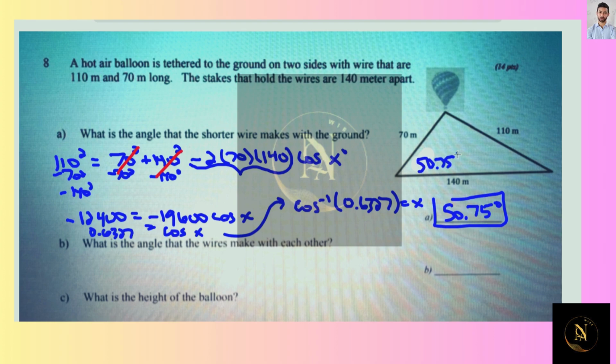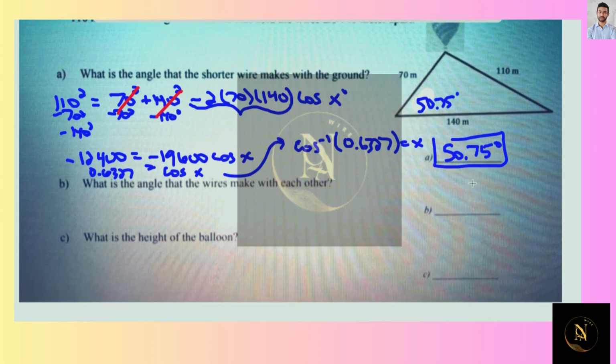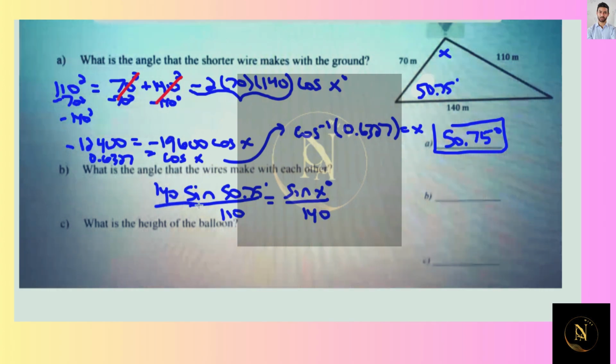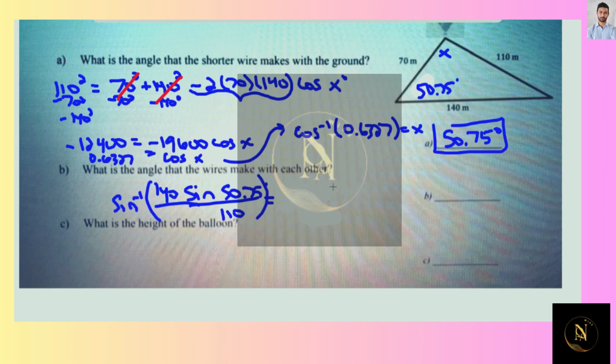This now could be used finding the law of sines. We could say that the sine of 50.75 degrees over its opposite side, 110. I'm going to place the unknown, or x, where the two wires would meet now. And that would be equal to the sine of, I'm calling it x, over its opposite side, 140. You'll cross multiply the 140, and then you'll have to inverse sine all of that in order to solve for x.